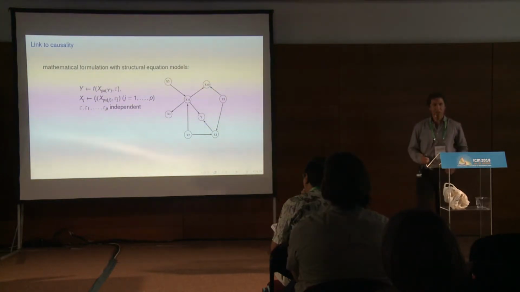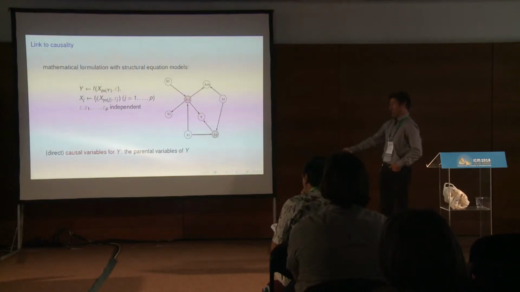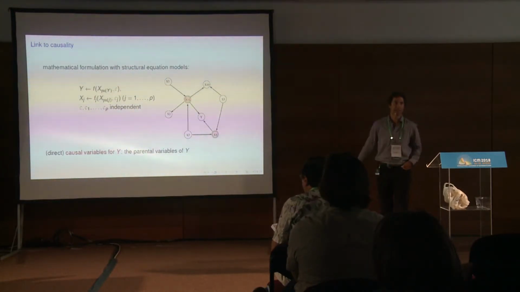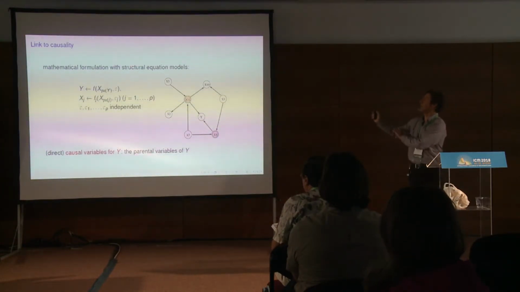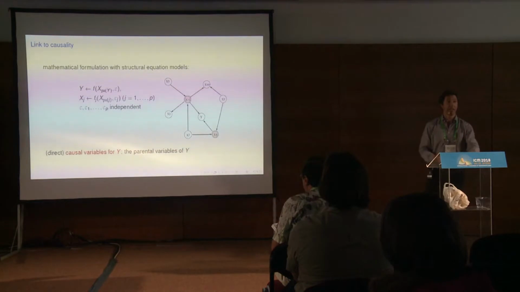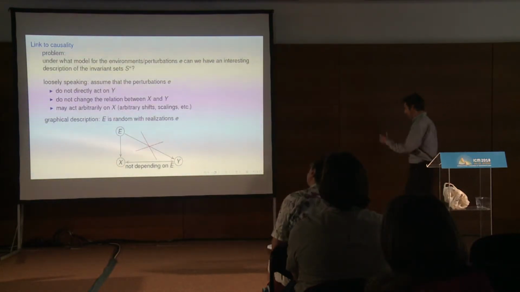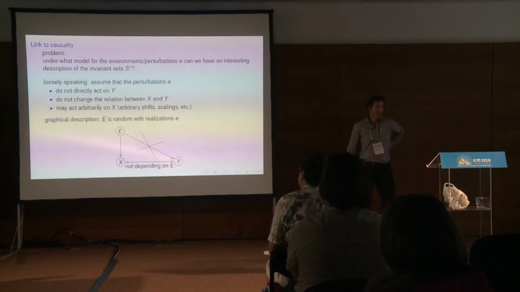So what are the causal variables for y? This is very plausible and intuitive. People would say, and actually define it this way, the causal variables for y are the parental variables. This is x11, x8. And typically the task is, given data, I want to infer x11 and x8.